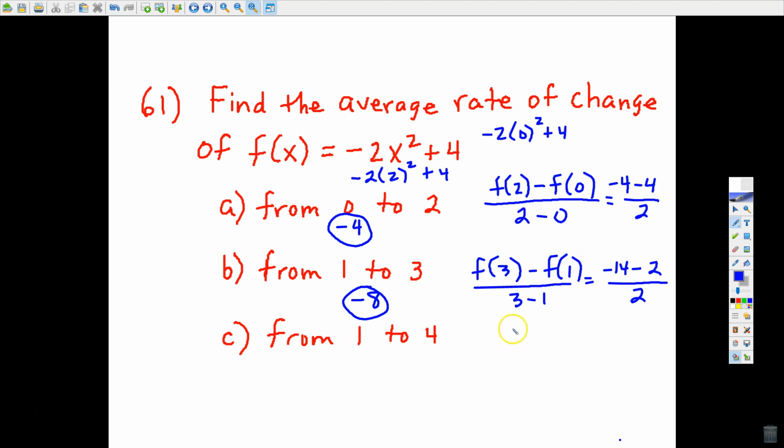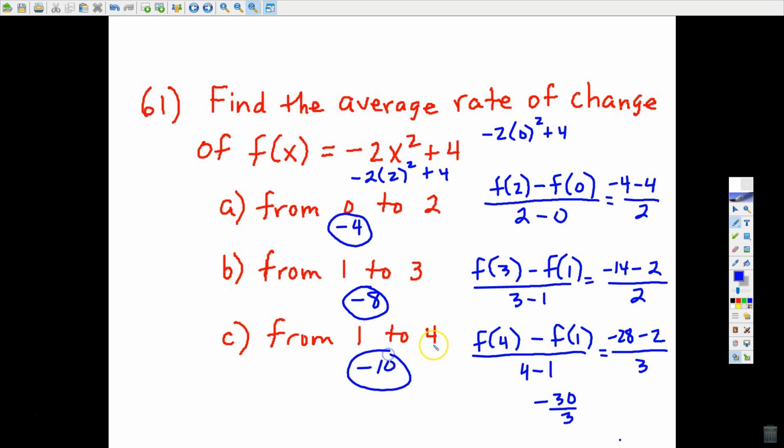And then finally, f of 4 is just repetitious here. f of 4 minus f of 1 divided by 4 minus 1. So f of 4 is 16 times negative 2, that's negative 32, plus 4, negative 28. And then we're going to be subtracting f of 1. Negative 2 plus 4 is positive 2. And then 4 minus 1 is 3. So this is going to be negative 30 divided by 3, which is negative 10.